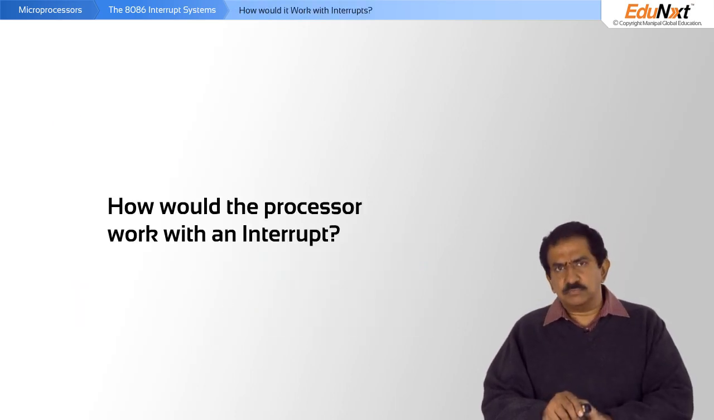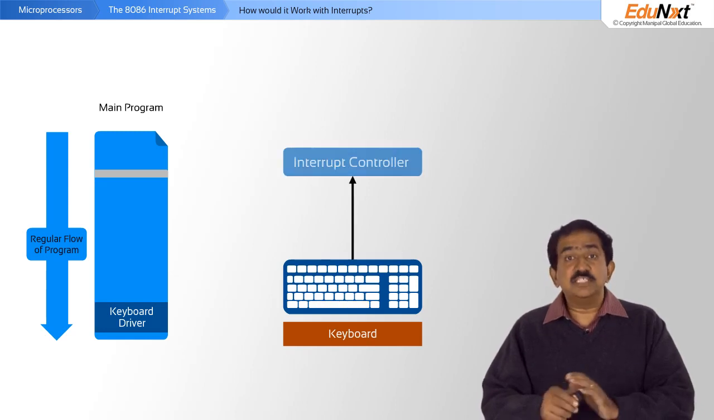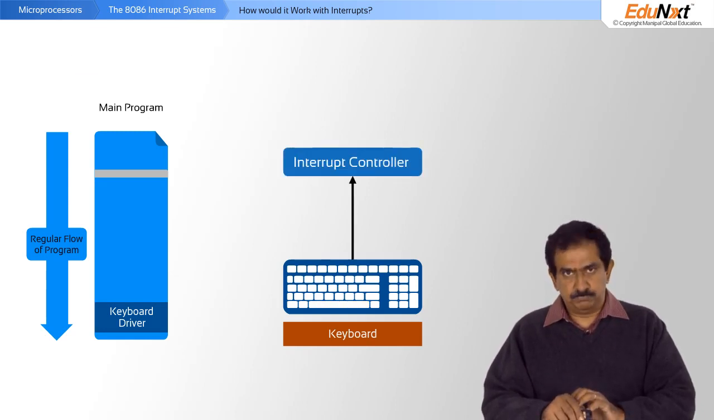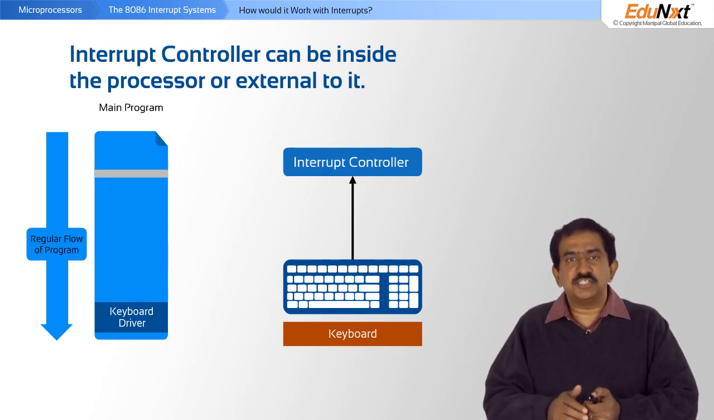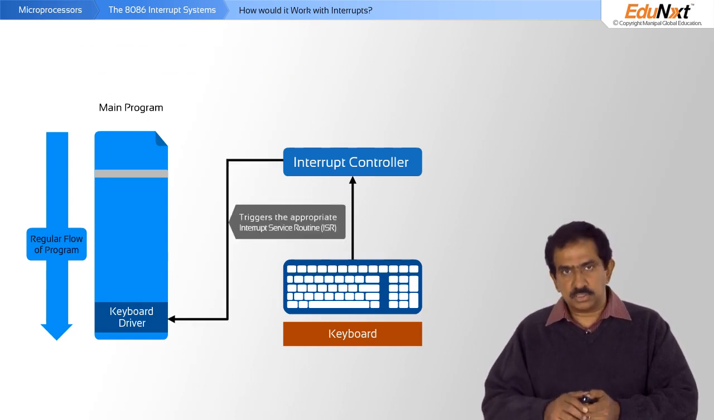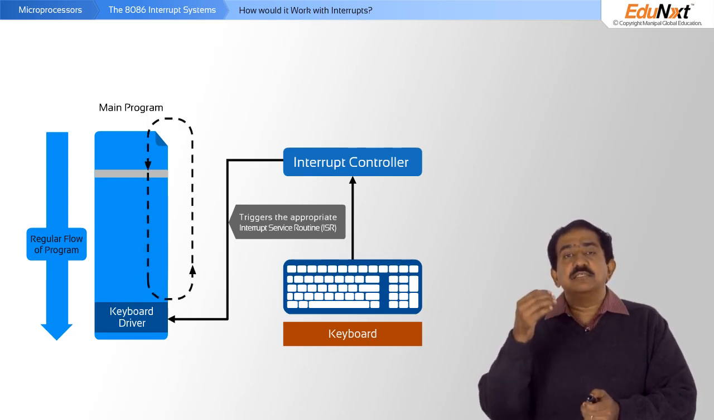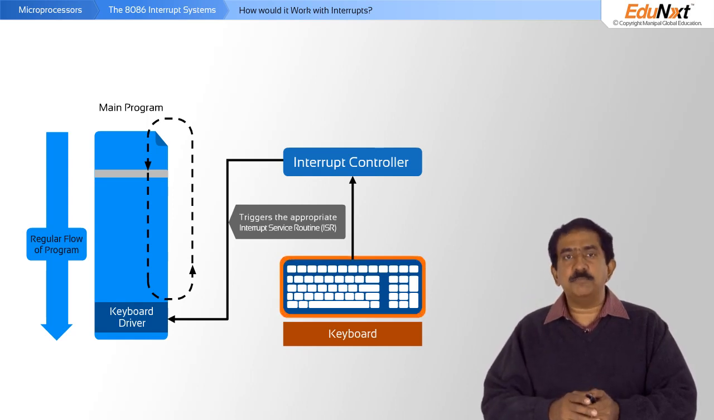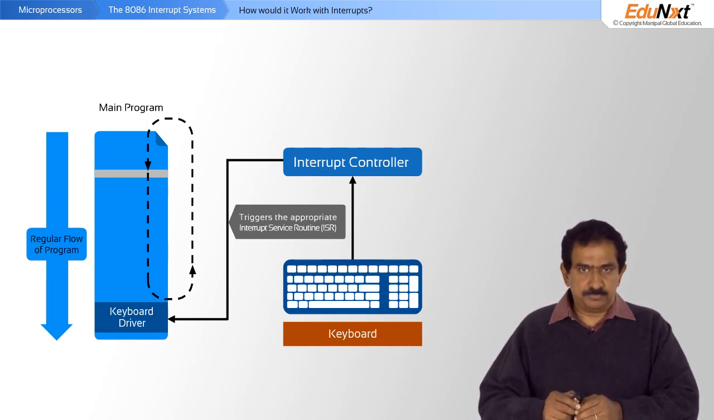How would it work with an interrupt? As soon as a key is pressed on the keyboard, the interrupt controller gets into operation. The interrupt controller could be part of the processor or it could be a separate external device. The interrupt controller in turn interrupts the processor. The processor stops whatever it was doing, executes the interrupt service routine, in this case the keyboard service routine, and then comes back to the main program. This is what would happen in a world with an interrupt.